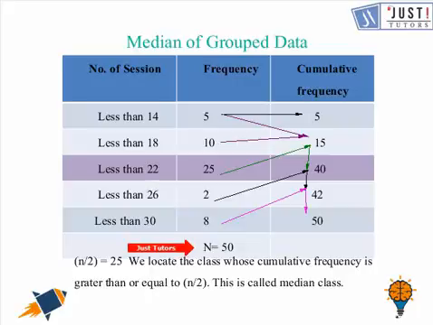So this is how we can find out n, and now we need to find out n over 2, which is 25 in this case. So we locate the class whose cumulative frequency is greater than or equal to n over 2, and this is called the median class. So if we look here, no cumulative frequency is equal to 25. Hence we need to settle for the one which is greater than 25 and is nearest to it. Hence it becomes less than 22 with frequency 25 and cumulative frequency 40.